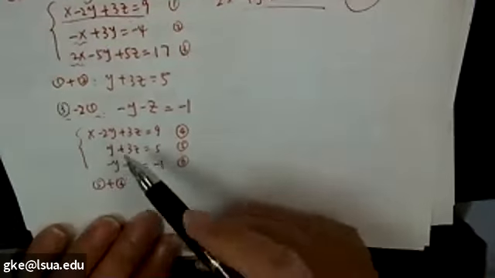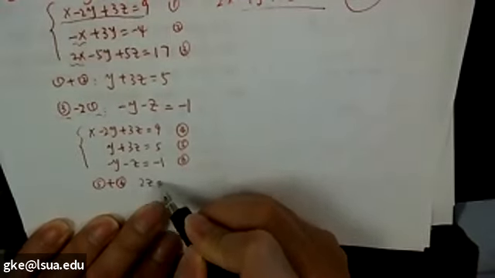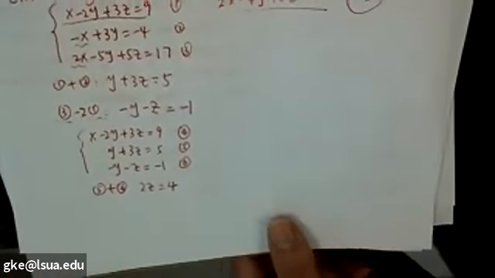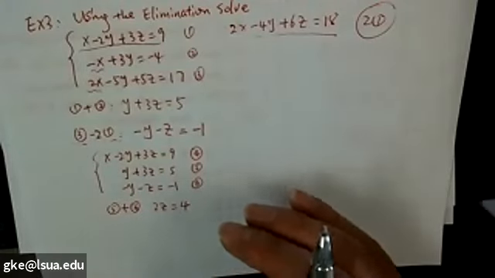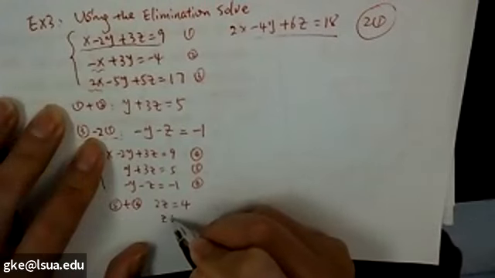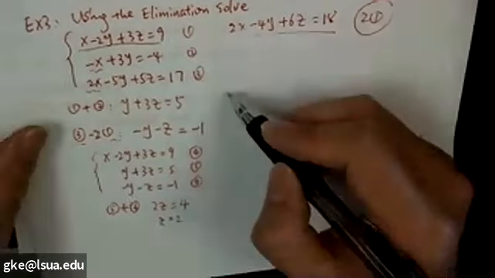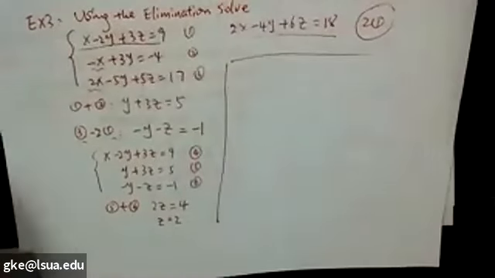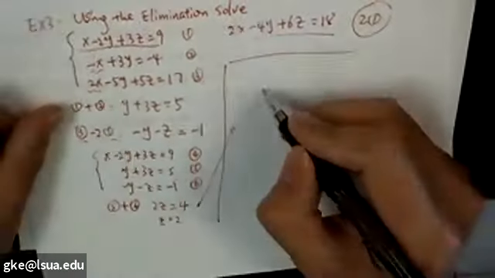So 3z plus negative z is going to be 2z, and 5 plus negative 1 is going to be 4. Okay, and then you can solve it: z equals 2, right? Z equals 2. Very good. Now we can get the equation system.